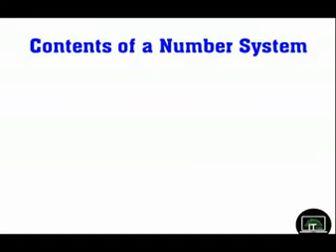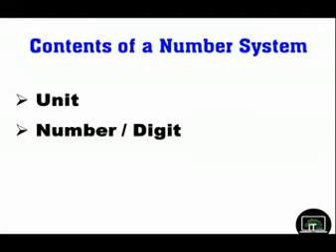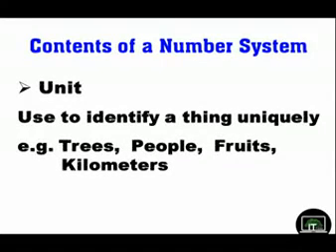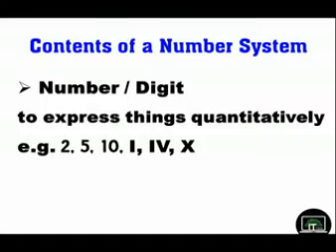What is the content of a number system? If you look at it, a number system has two basic things. One is called the unit, the second is called the number or the digit. What is a unit? Units are used to identify things uniquely, like trees, people, fruit, kilometers. Numbers or digits are used to express things quantitatively, say 2, 5, 10, 1, 4, 10. These are used to say something quantitatively.